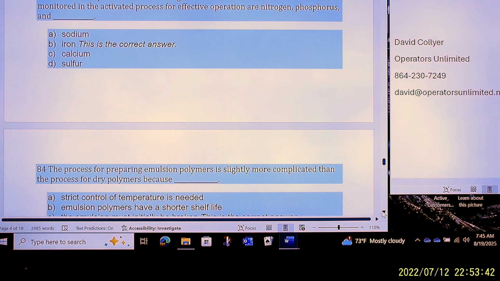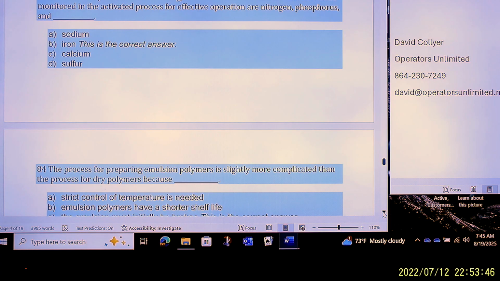83. In relationship to the carbon loading, the 3 macronutrients that should be monitored in the activated sludge process for effective operations are nitrogen, phosphorus, and A, sodium, B, iron, C, calcium, or D, sulfur. The answer to 83 is iron, B.